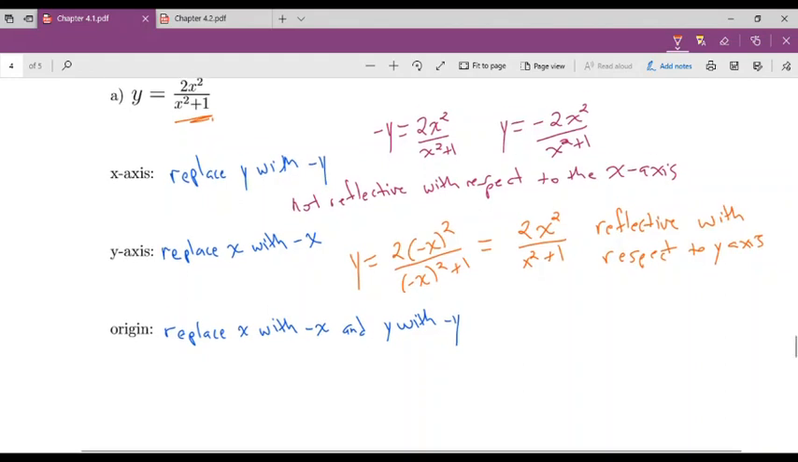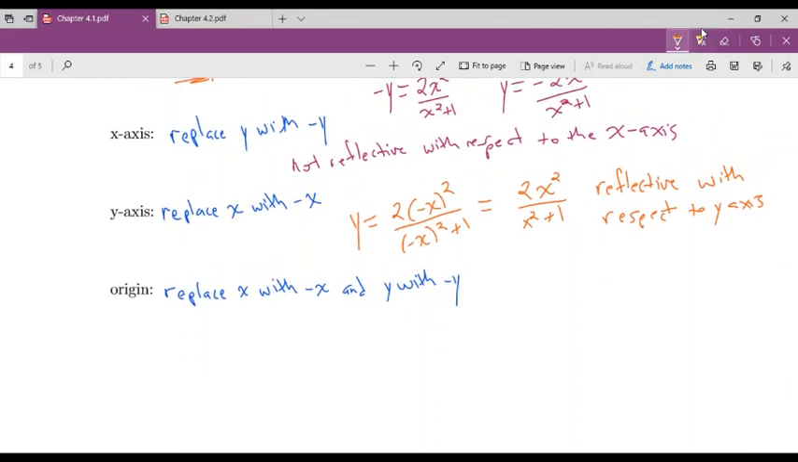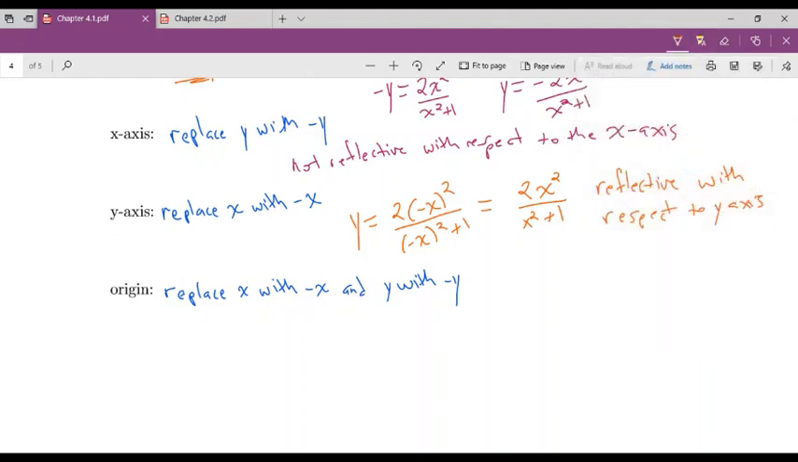Alright, now the origin. So we're going to start with our original here. We're going to replace x with negative x and y with negative y. So what we get is negative y equals 2 times negative x squared over negative x squared plus 1.